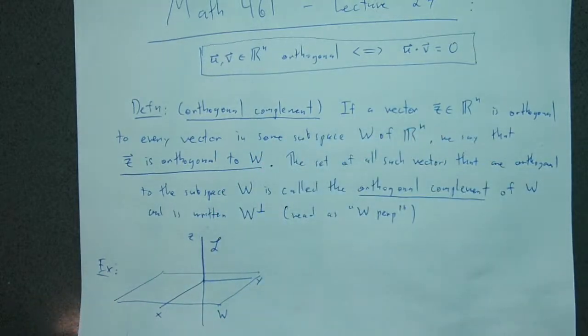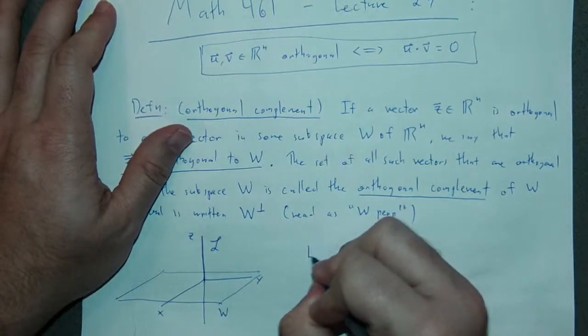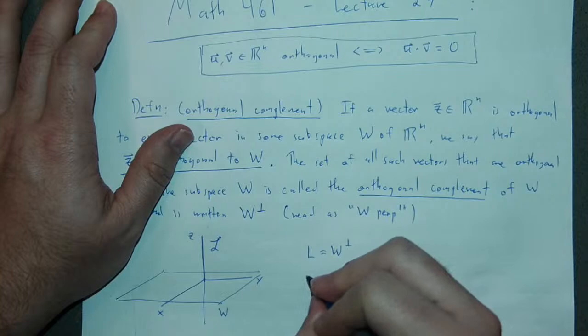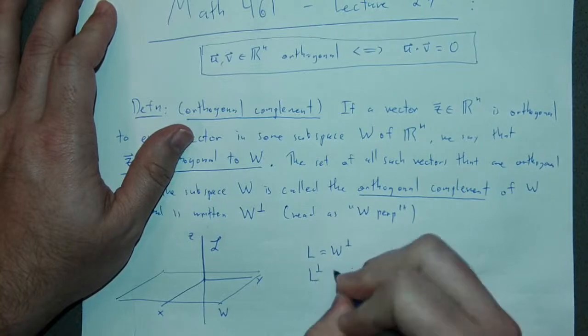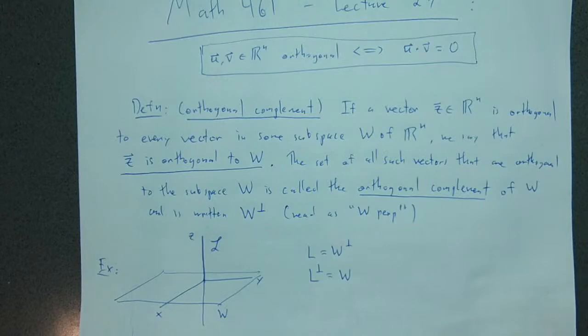It's clearly going to be perpendicular to L. And of course, for this to be a subspace, the set of all of those things is going to be L itself. And so L is W perp, or another way of thinking about it is L perp is W. Okay, that's another way of thinking about it.